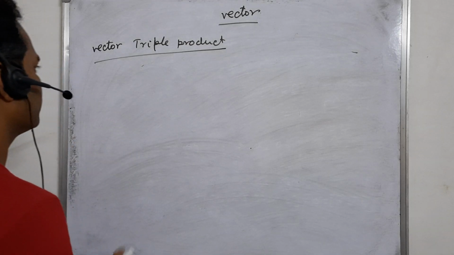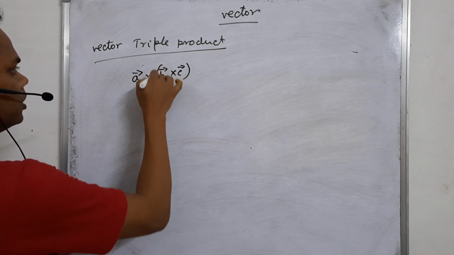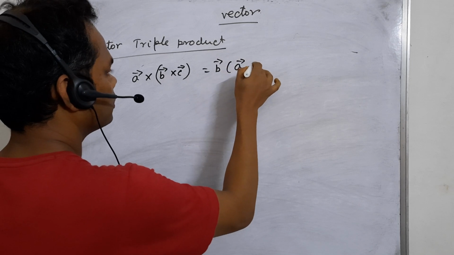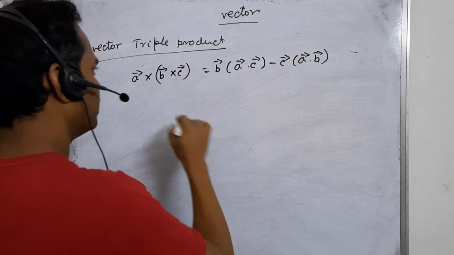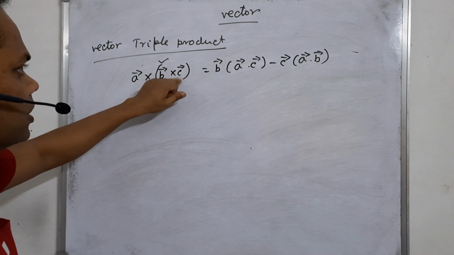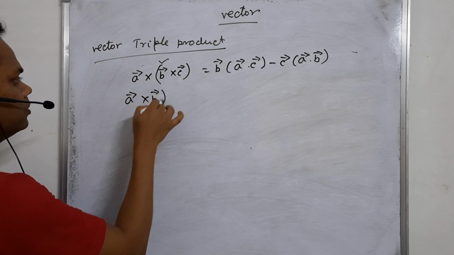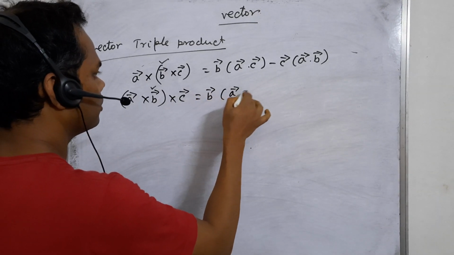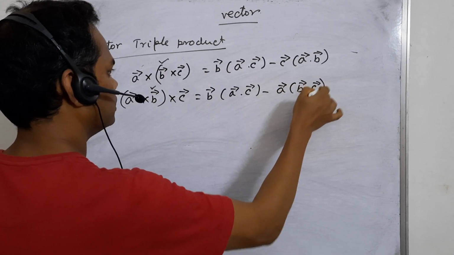Now the vector triple product. The vector triple product is A vector cross B cross C, with brackets around them. The value of this is B vector A dot C minus C vector A dot B. Here you take the middle vector, so B times A dot C, and the rest of the vector in the bracket is C vector times A dot B. If this is A cross B cross C, then we take B as the middle vector: B vector A dot C minus A vector B dot C.